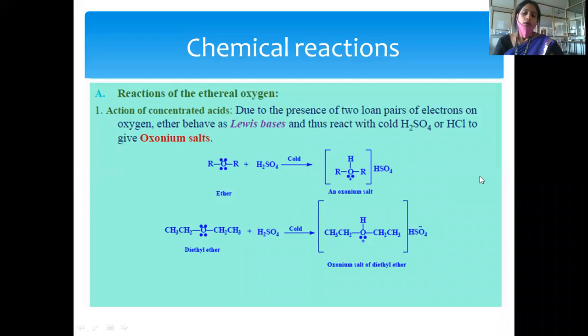All right. So now let us see the chemical reactions of ethers. First is the reaction of the ethereal oxygen, when the oxygen atom of the ether group is attacked. First is the action of concentrated acid. Because oxygen has two lone pairs of electrons, it behaves as a Lewis base, and so it reacts with acids easily. And the intermediate is an oxonium salt.